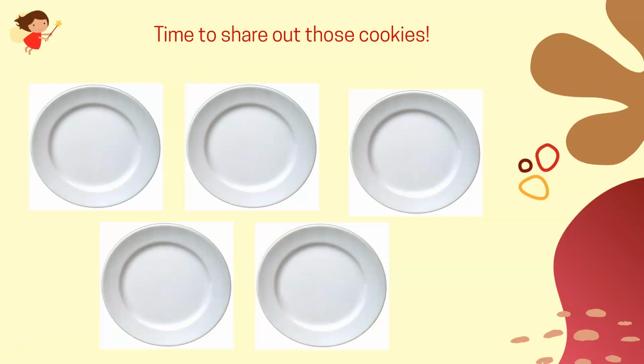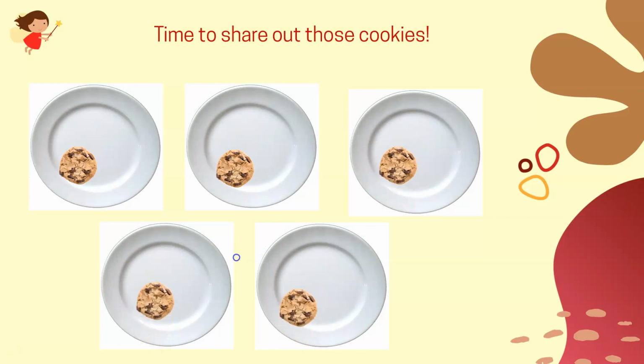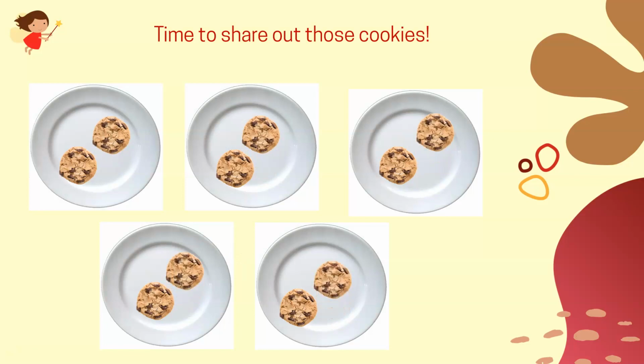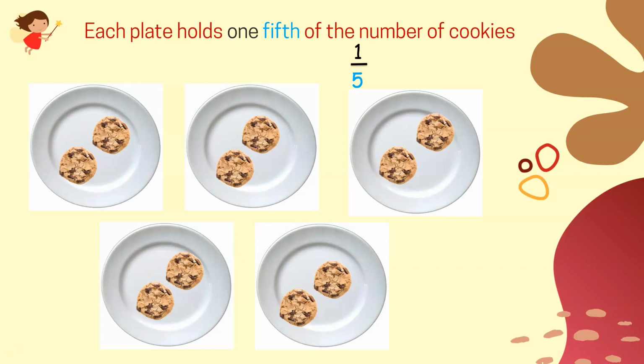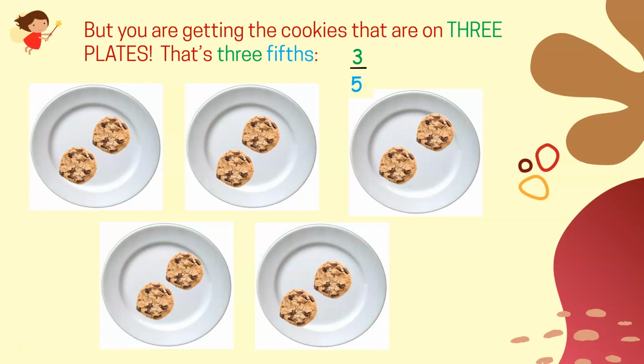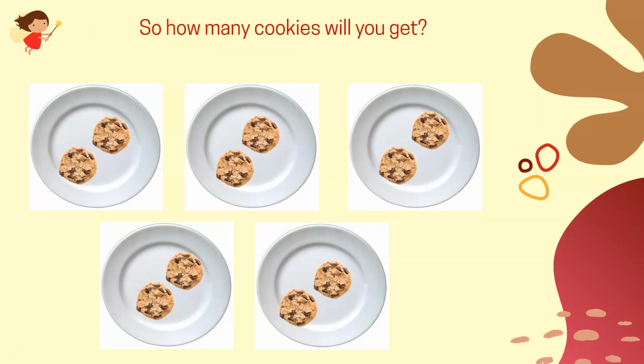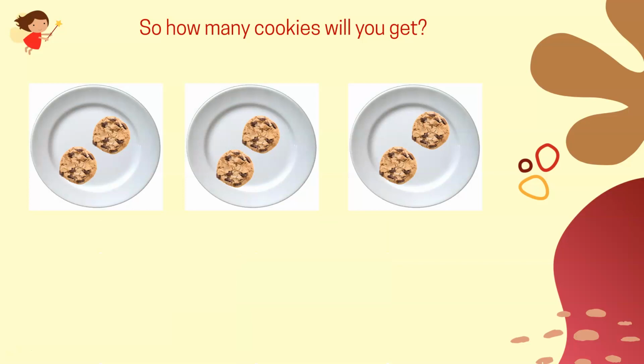Let's share out those cookies. 1, 2, 3, 4, 5, 6, 7, 8, 9, 10 cookies. We have equal amounts on every plate. Each plate holds 1/5 of the number of cookies. But you're getting 3/5. That's the cookies that are on 3 plates. So how many cookies are you going to get? 6 cookies.